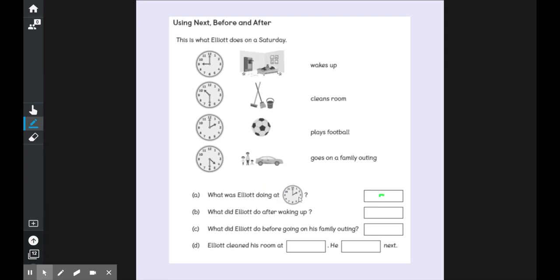What was Elliot doing at this time? What did Elliot do after waking up? What did Elliot do before going on his family outing? Elliot cleaned his room at, so you need to write a time. He next. So what did he do after cleaning his room? What did he do next?